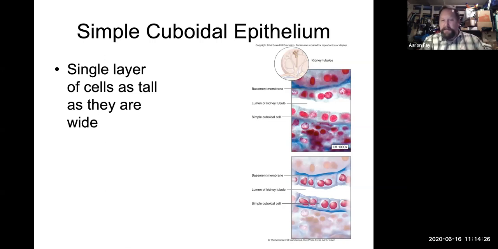Now, this happens to be in the kidney, or in the nephron. This is where the body will separate filtrate from blood, which will eventually become urine.